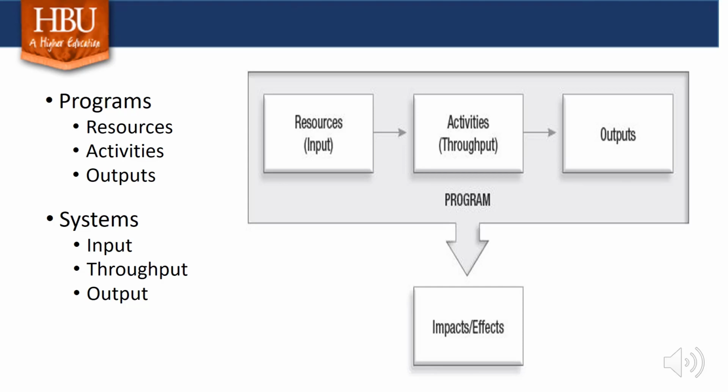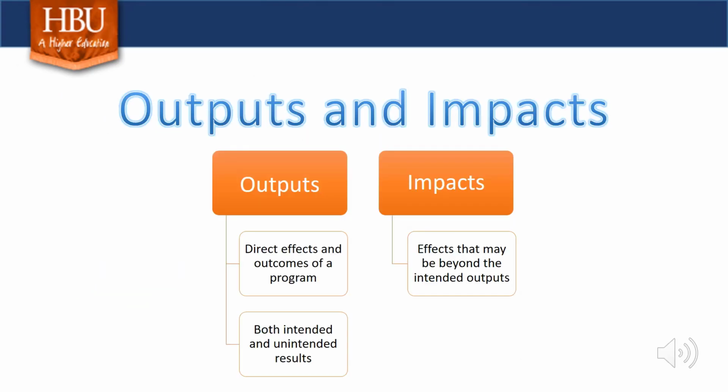Look back on Module 2 to think briefly about that systems view of an organization and how it comes into play here as we evaluate based upon a program. In the previous slide, we talked about outputs and impacts, so let's discuss these just a bit more here. Outputs are those direct effects, and they're the outcomes of a program. We also saw this when we talked about the systems view of an organization. They can be both intended and unintended results. Impact, on the other hand, effects may be beyond those intended outputs. Typically, they're unintended, and again, they can be both positive or negative for the program.